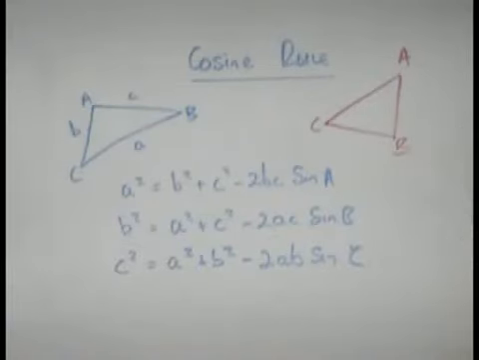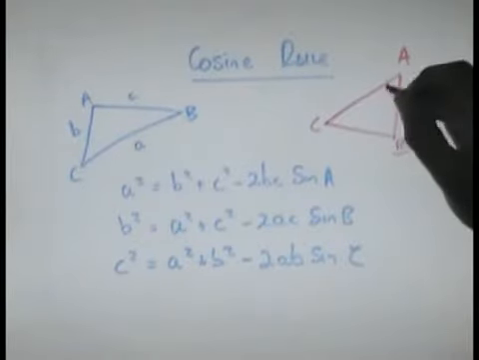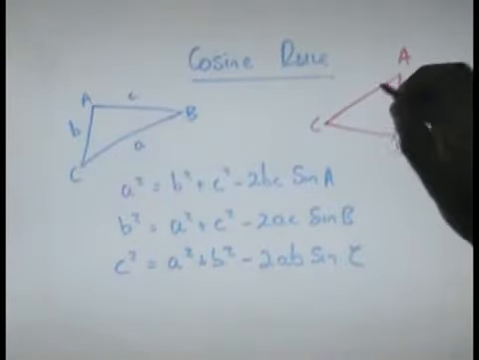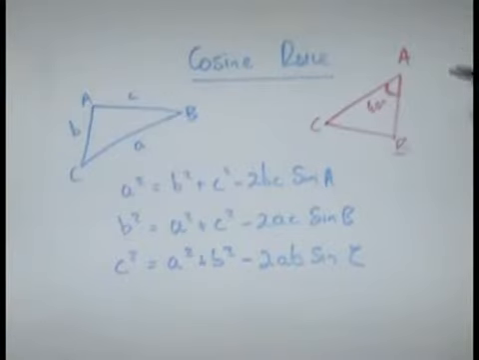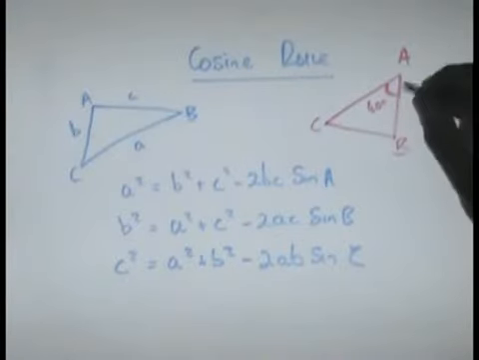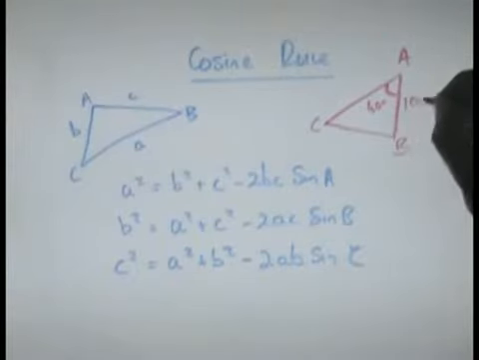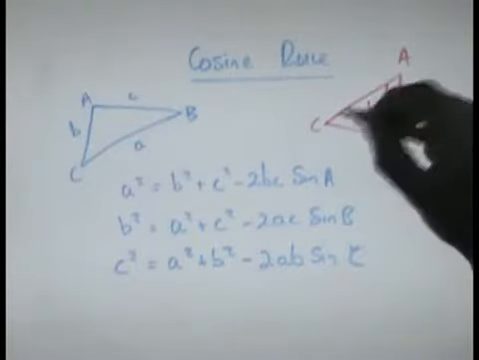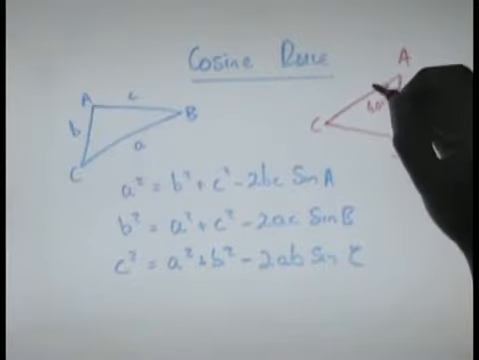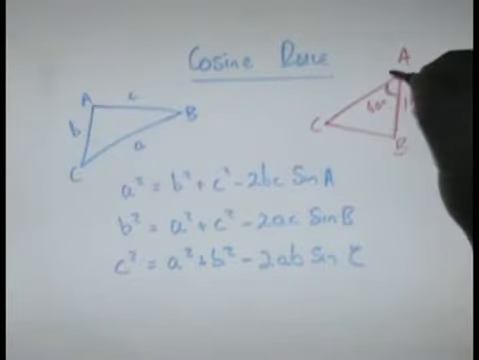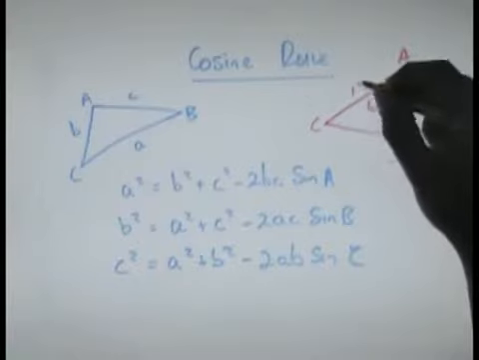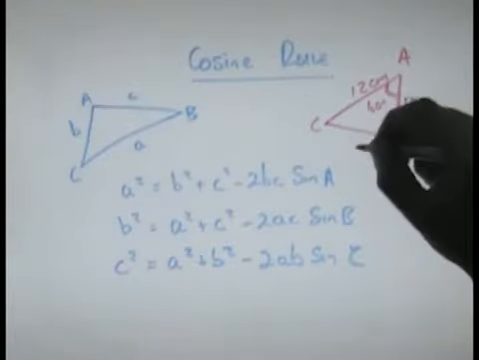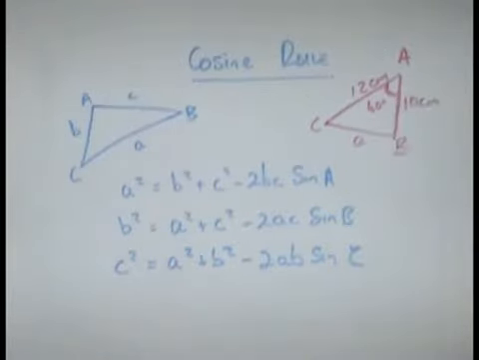Two sides and an angle to work everything else out. Let's say that this angle is equal to 40 degrees. This side over here is equal to 10 centimeters. This side over here, let's make that a bit bigger, let's make that 12 centimeters. What is side A equal to?